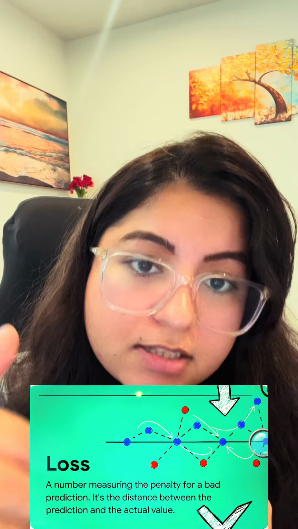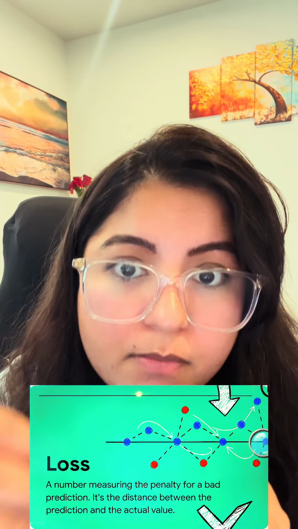But how do we know if a line is good or bad? That's where the loss function comes into the picture. Loss measures how far our predictions are from the actual values. The bigger the distance, the bigger the mistake. A good model makes predictions that are close to the real data. The goal of training is to make this distance, the loss, as small as possible.